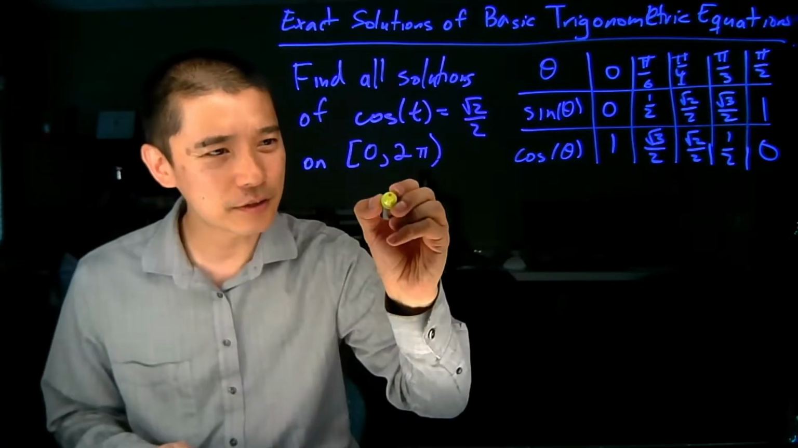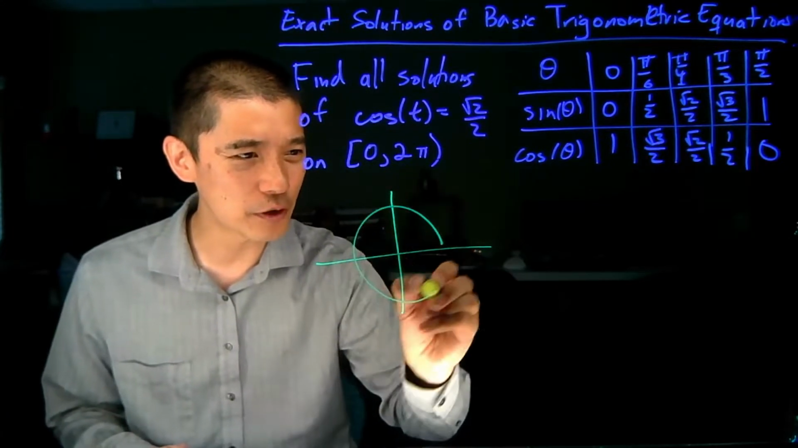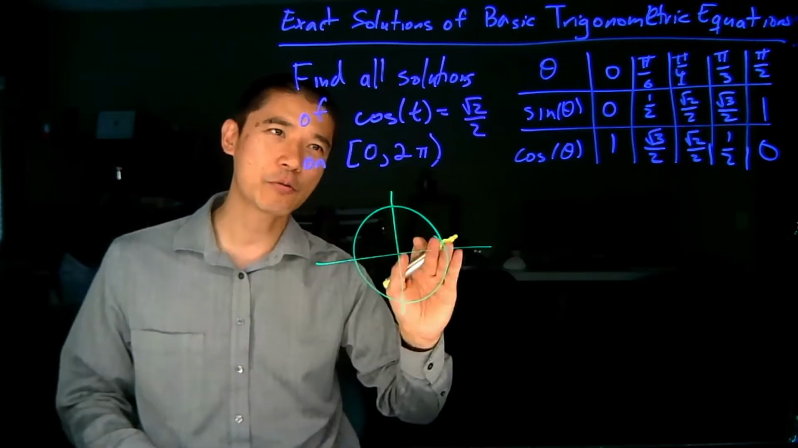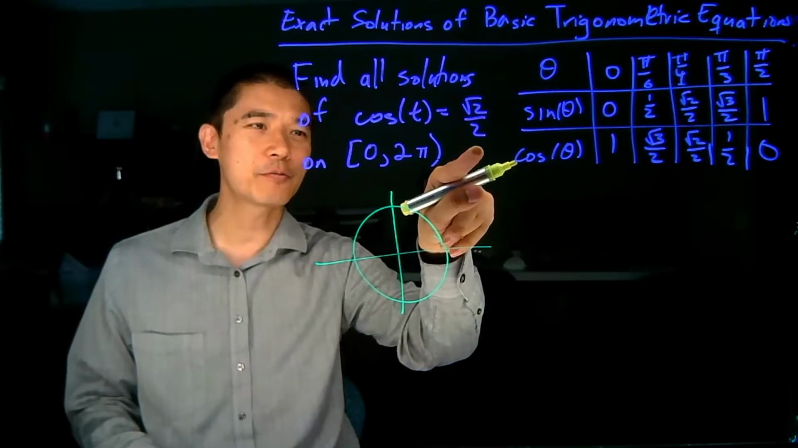So let's think through this problem. Once again, we're going to draw the unit circle. Cosine of t. Cosine corresponds to the x-coordinate, and the x-coordinate is positive square root of 2/2.